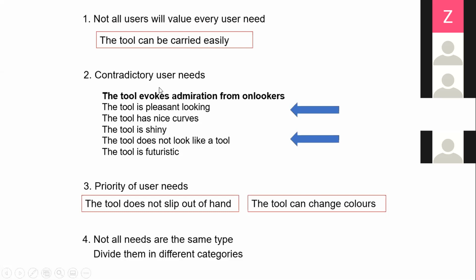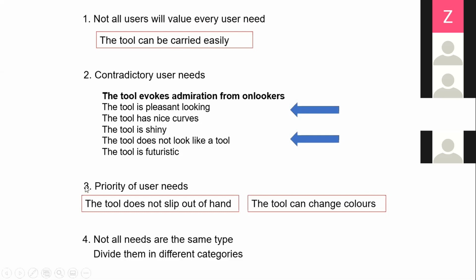Contradictory is when two needs are totally different. So it says a tool is pleasant looking, so it is nice to look at, and this one says tool does not look like a tool. So I mean, these could be contradictory. I could not come up with a better example, but there are many users who will say the opposite of what the other user has said.